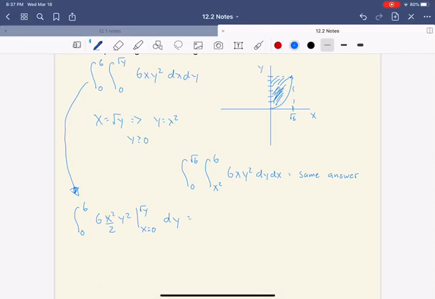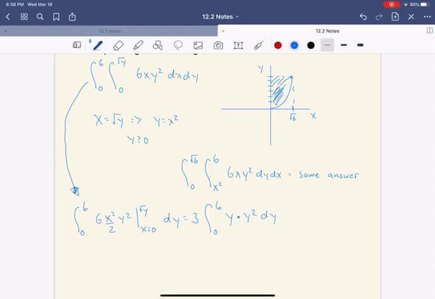So that means we're going to get the integral from 0 to 6. Let's put a 3 in front for the 6 divided by 2. The integral from 0 to 6. Now remember, x squared, so if you plug in square root of y, you're going to get y times y squared dy.